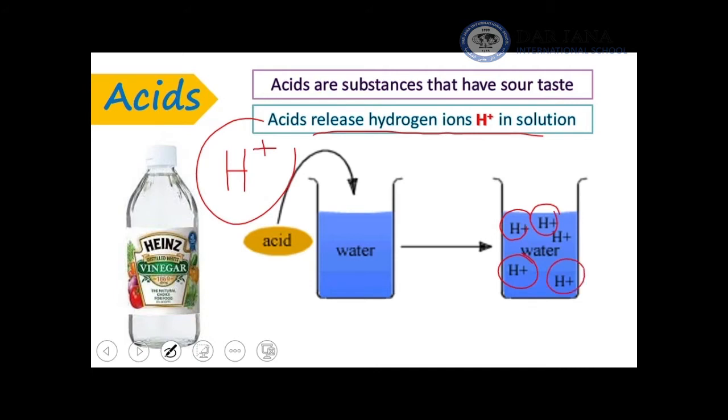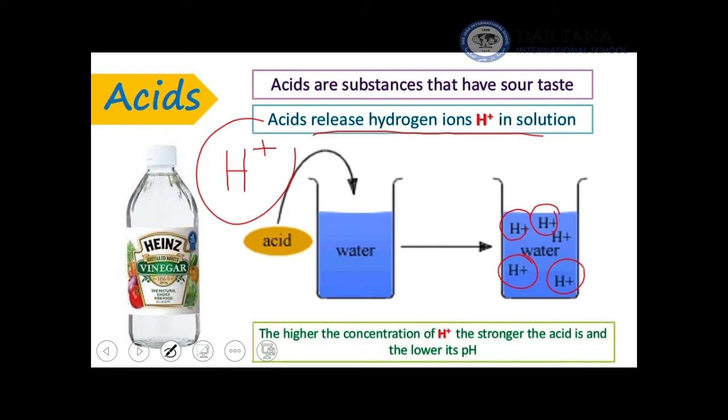Now it's just like dissolving sugar in water. The more sugar you dissolve, the sweeter the taste will be, and the more concentrated the solution becomes. The same goes here. The more hydrogen ions are released, the stronger the acid becomes. So a high concentration of hydrogen ions means the stronger the acid is. Okay, so a stronger acid means a lower pH, but we are getting ahead of ourselves, so we're going to define the pH later on. But for now, a strong acid means a lower pH.